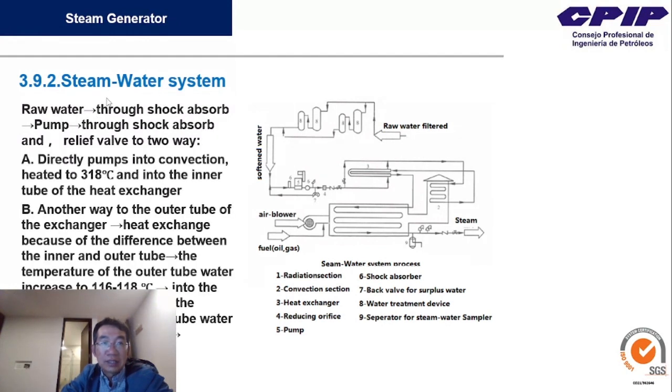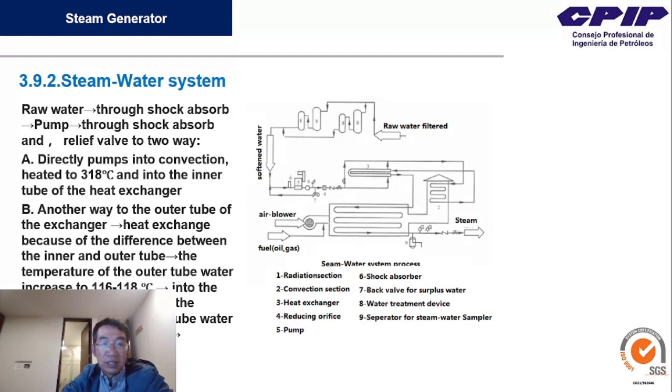We can see the steam water system. The raw water goes through the shock absorber and to the pump, then through the shock absorber and relief valve to two ways. One way is directly pumped into the convection section, heated to 318, and into the inner tube of the heat exchanger.